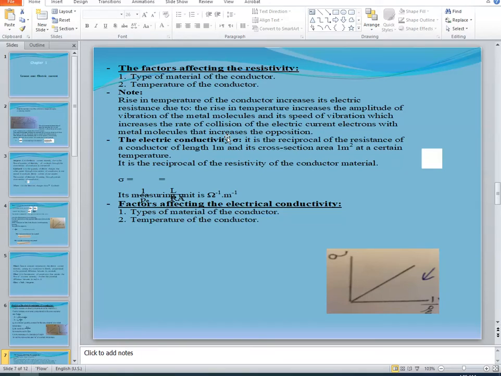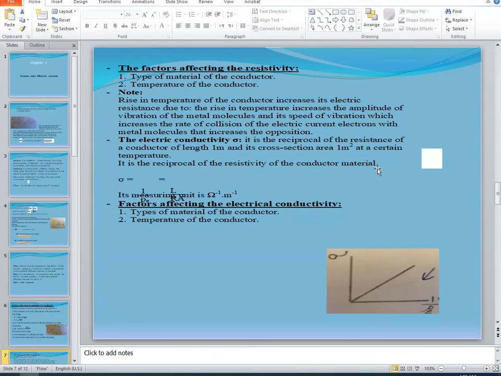And of course we know rho E equals R A over L. So sigma equals L over R times A. So what is its measuring unit? The measuring unit of resistivity is ohm dot meter, so the measuring unit of conductivity is ohm negative 1 dot meter negative 1.